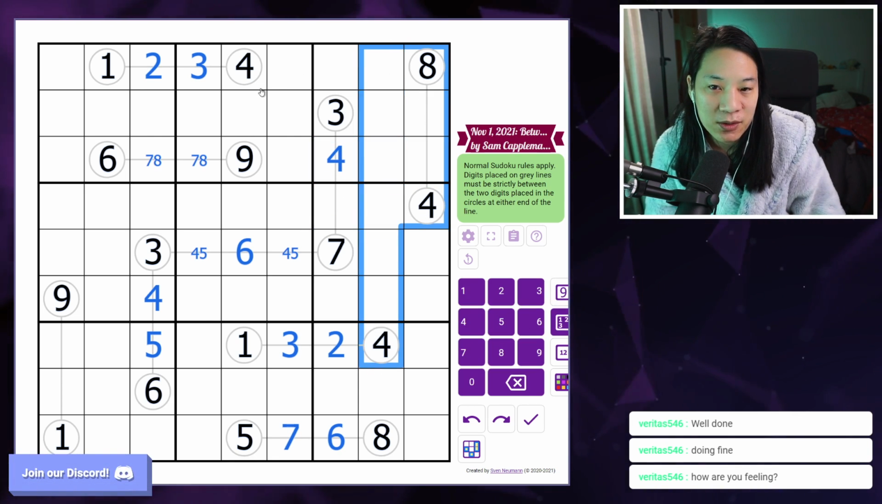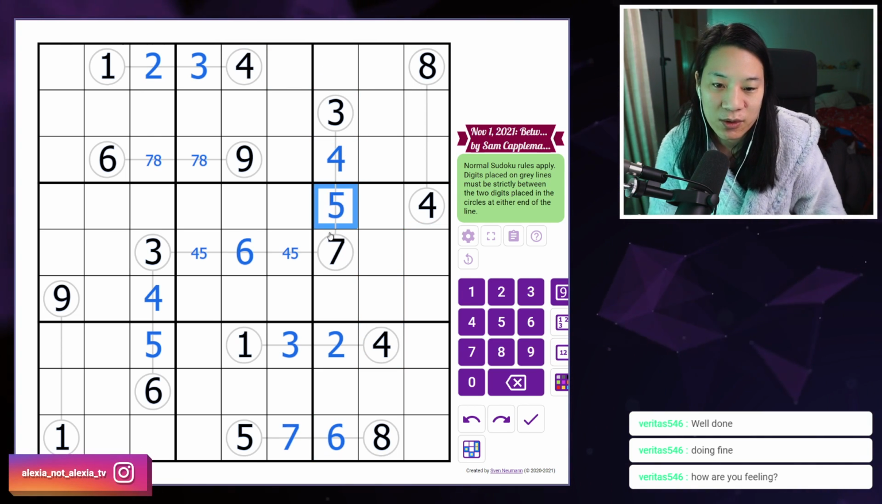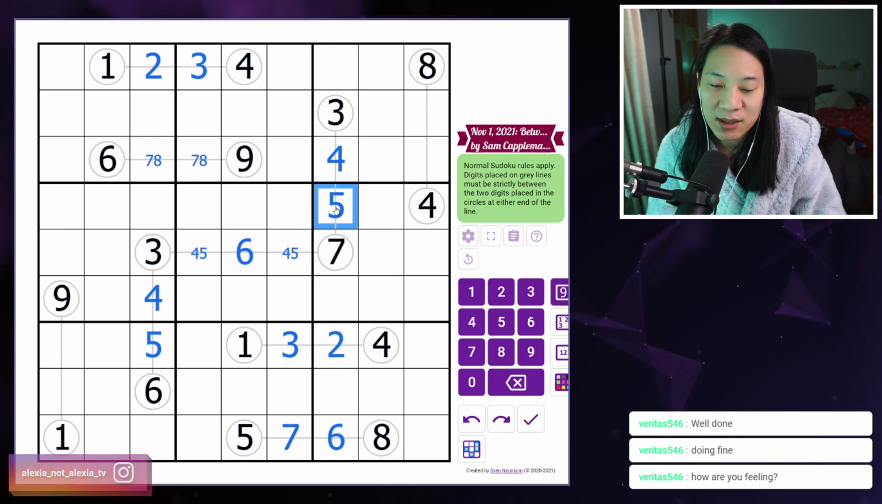That's got to be a 4 because of normal Sudoku rules. So this is 5, 4, 6. Oh, it can't be a 6 anyway, so I should have spotted that.